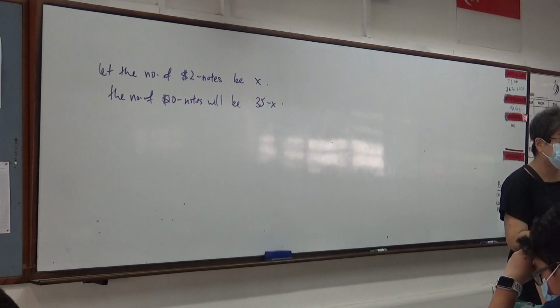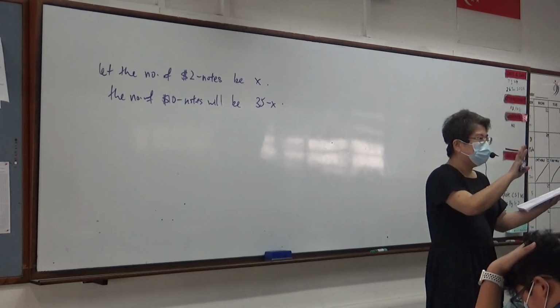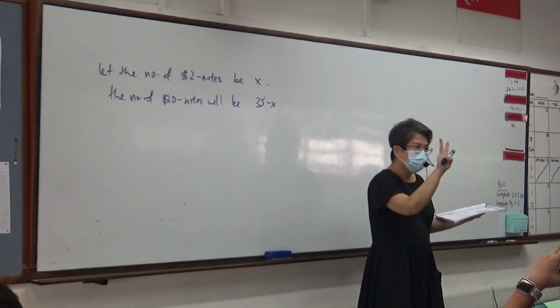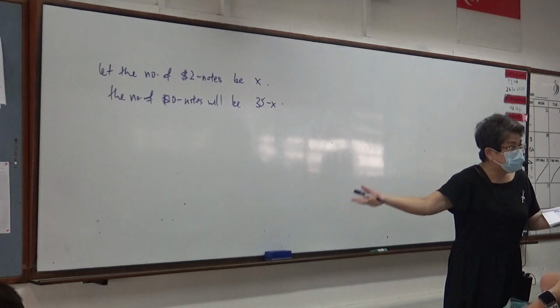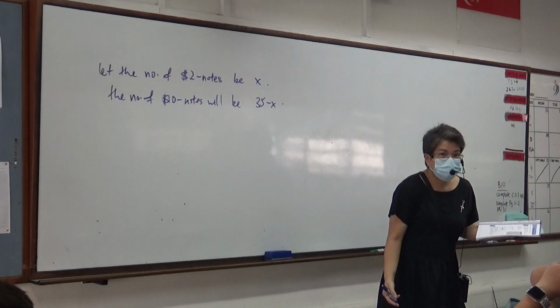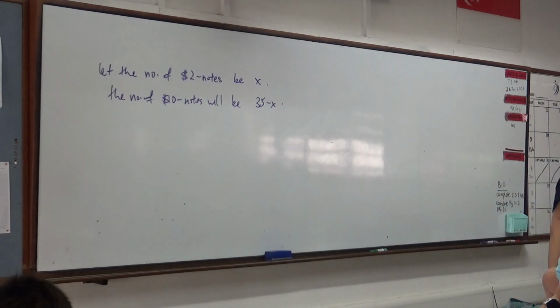Don't use x, y, it's very confusing. We agree the total is 35. Let's say I have a total of 10 pieces inside. If I have 2 $2 notes, I must have 8 $10 notes, right? So if I have 35 and x, then it must be 35 minus x. Agree? Yes or no? Okay, good.